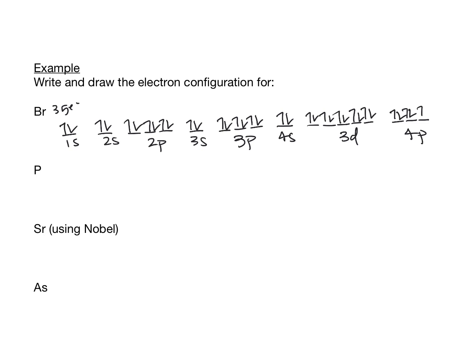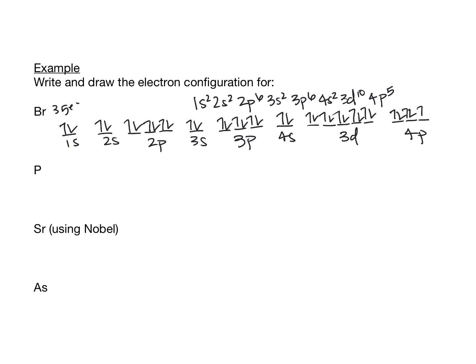So we can see that this is the drawn electron configuration for bromine, and you would write that 1s2, 2s2, 2p6, 3s2, 3p6, 4s2, 3d10, 4p5. So we can see this for all elements, and we can do this.